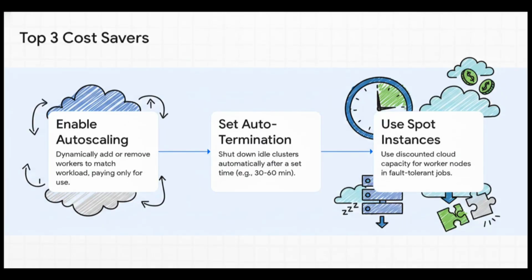And that brings us to what might be the most important takeaway of this whole thing. If you do nothing else, please do these 3 things. 1, enable autoscaling. Let your cluster grow and shrink automatically so you only pay for what you use. 2, set an aggressive auto-termination policy on your interactive clusters. If nobody's using it for, say, 30 minutes, shut it down. And 3, use spot instances for your worker nodes whenever you can. These 3 simple actions will have the biggest impact on your bill, period.